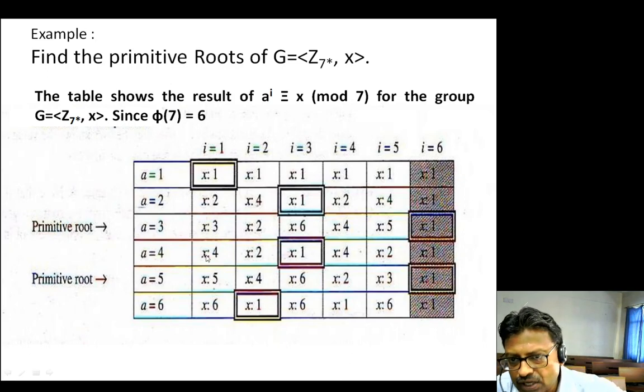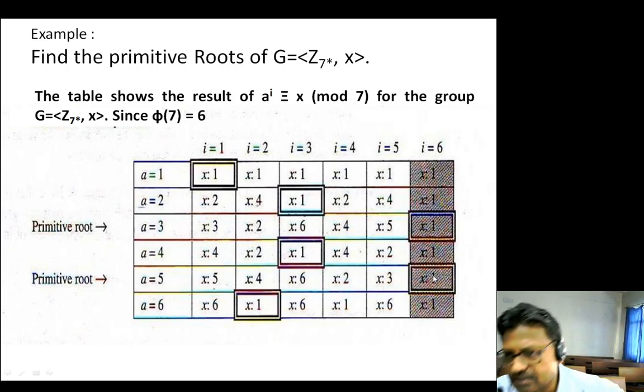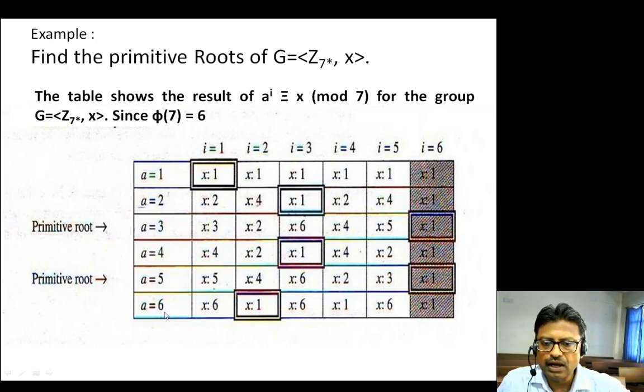Similarly, 4 is not a primitive root. Why? Because at i equal to 3 we are getting 1. So the order of 1 is 1, the order of 2 is 3, the order of 3 is 6, so 3 is a primitive root. The order of 4 is 3, so it is not a primitive root. The order of 5 is again 6, so this is also a primitive root. And the order of 6 is 2. So only two primitive roots are available, either 3 or 5.